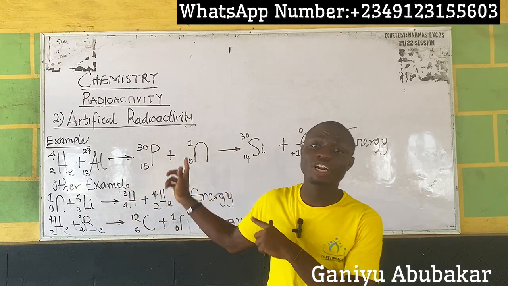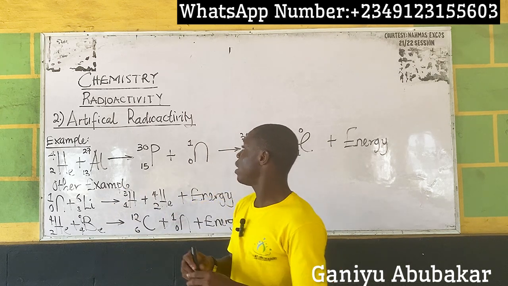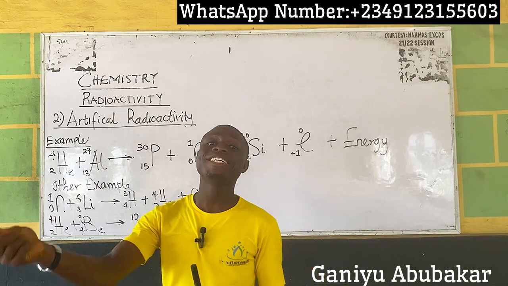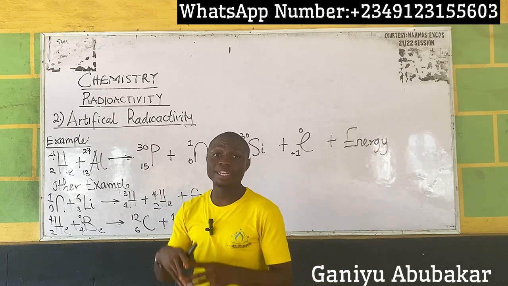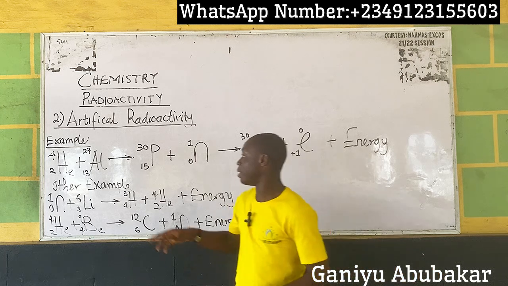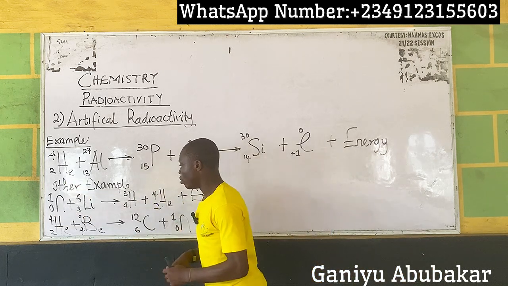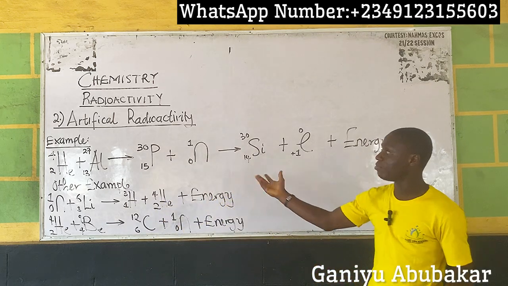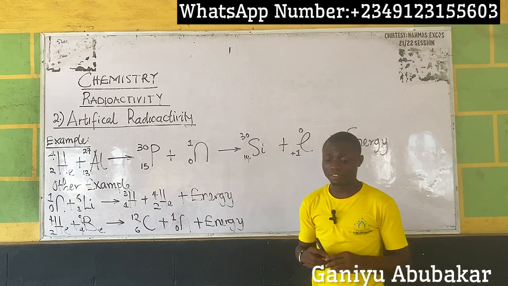For artificial radioactivity, the elements are not radioactive, but they can be made radioactive by bombarding them with particles such as helium, neutrons, and electrons. So I have this concept of artificial radioactivity.